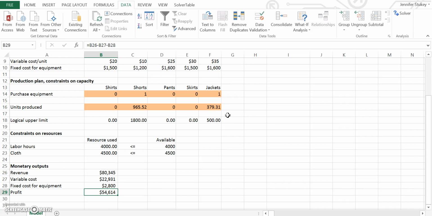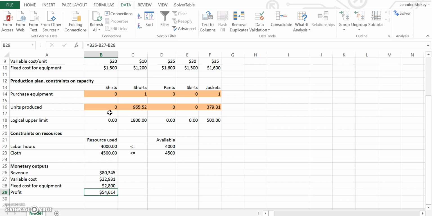Now, in some cases, you note that you can't really produce 0.31 of a jacket. But in this case, I wanted to show it to you how the book did it. If you were doing this in an actual simulation or an actual environment, you might want to consider an integer constraint for your units produced. And that might be something that you would consider putting in the write-up on this problem.